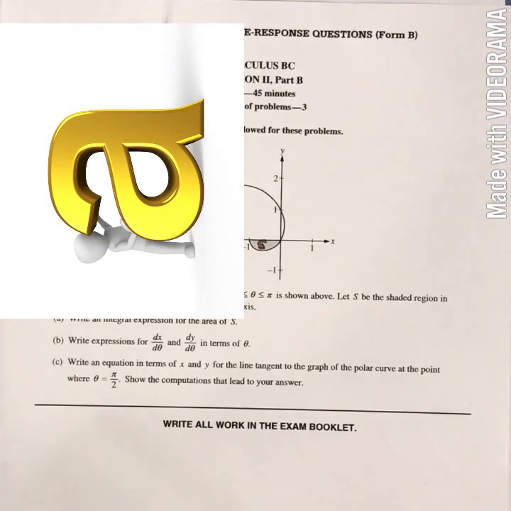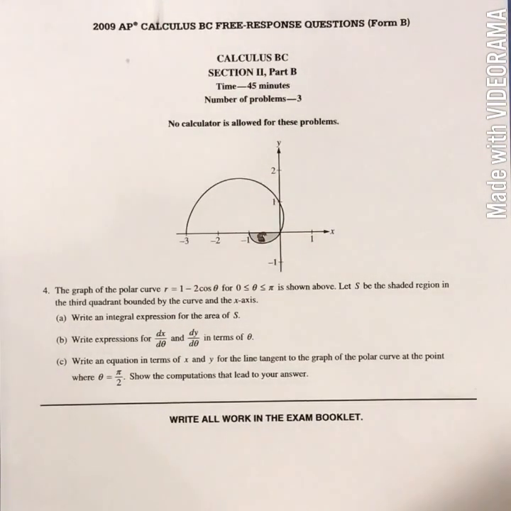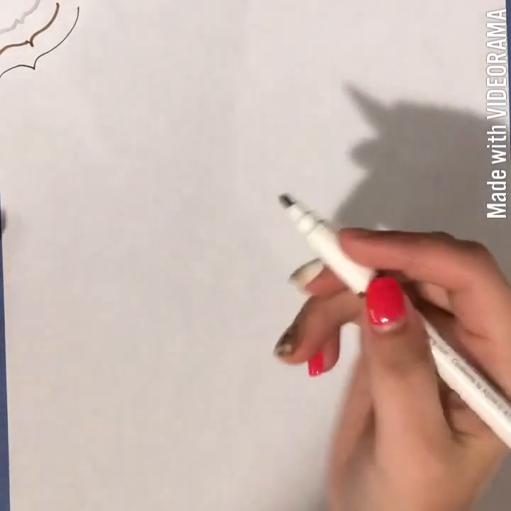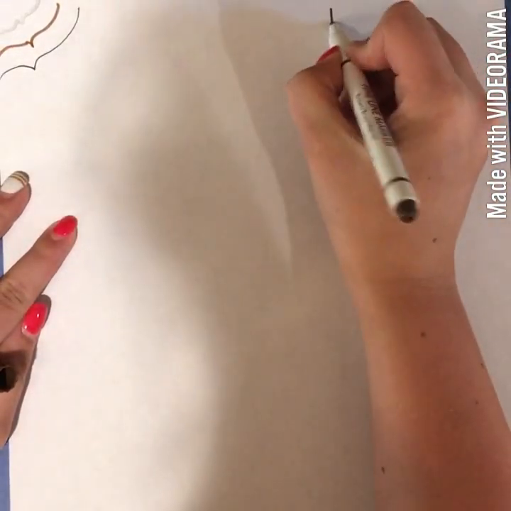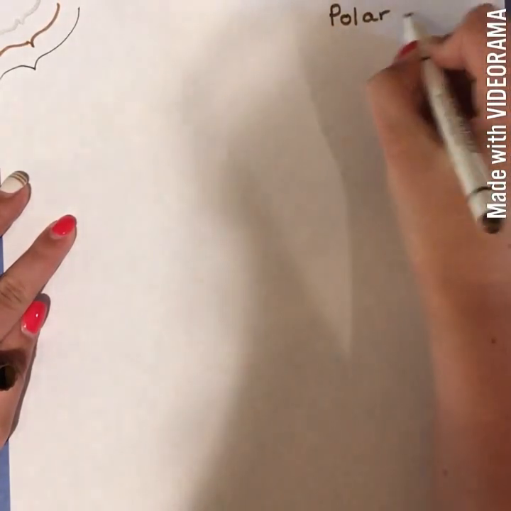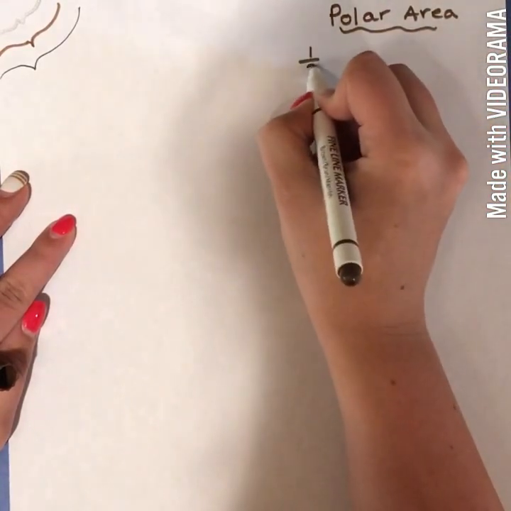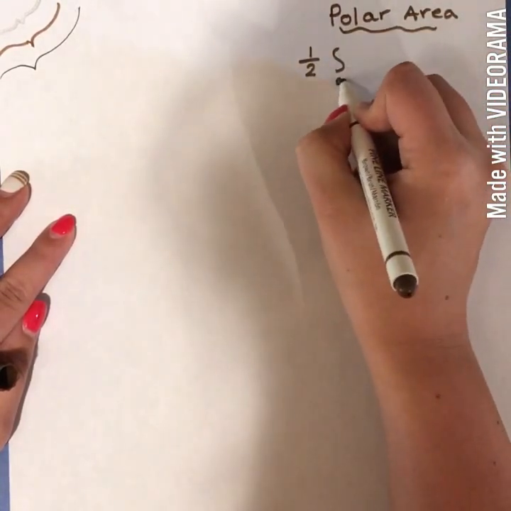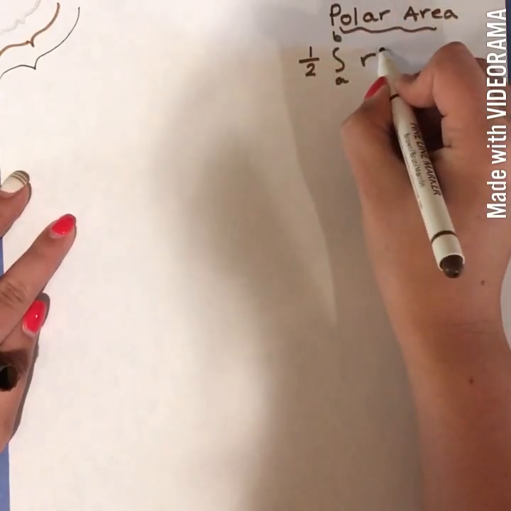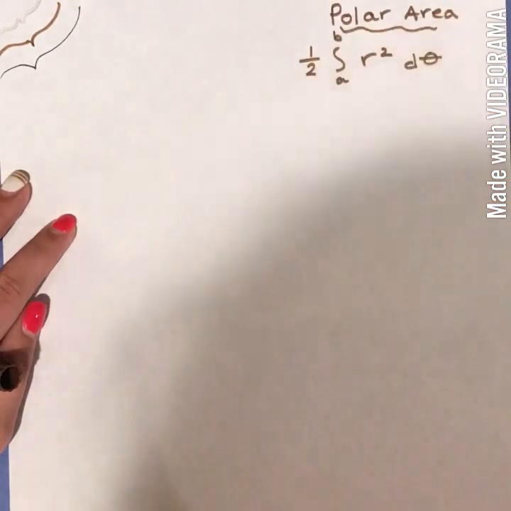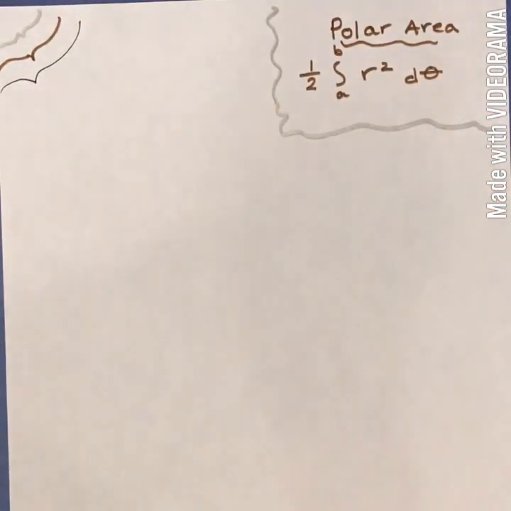The first one we're going to start with is A, and it says write an integral expression for the area of S. So now we've got to think area, and we've got a polar curve. So we want to think area, and we're going to write down the formula over here. Polar area is 1/2 integral from A to B of r squared d theta. So that's our side note, and this isn't really something that you have to write down, but just think in your head that this is the polar area.